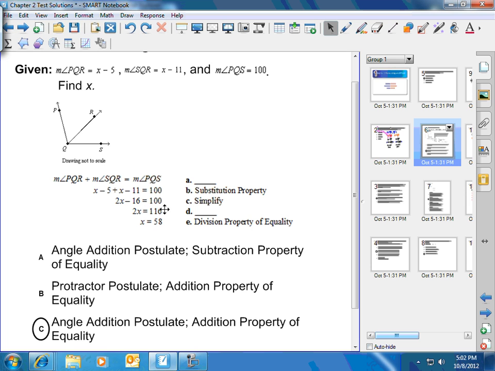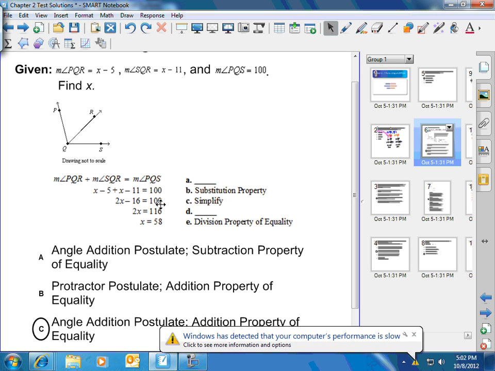So remember, we get rid of addition and subtraction first. So we're going to add 16 on both sides. That's the addition property of equality that says if you add the same value on both sides of the equal sign, then your equality statement remains true. So that's going to be the addition property of equality. All right, I think we'll stop there.